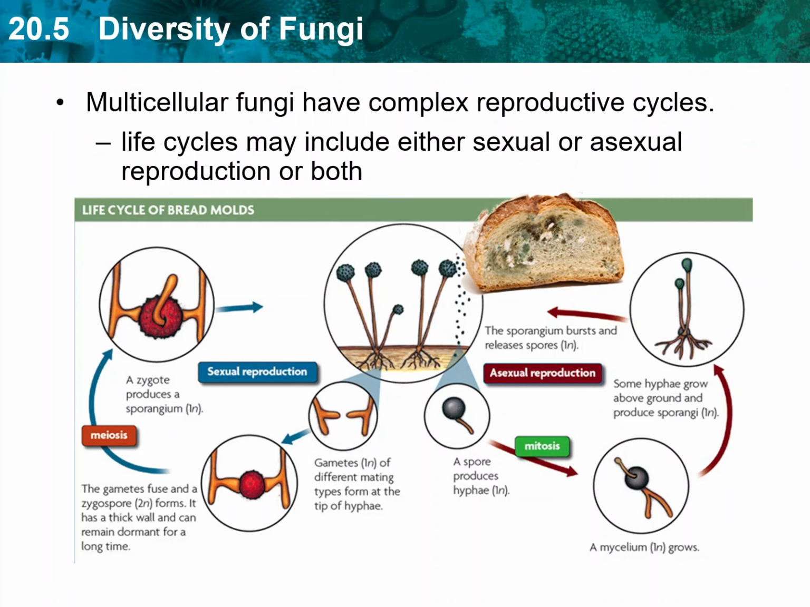The spores are released and can grow into new hyphae, and then the new hyphae in turn may reproduce asexually by forming haploid spores in sporangia. Or they may reproduce sexually by fusing hyphae to produce more zygospores.